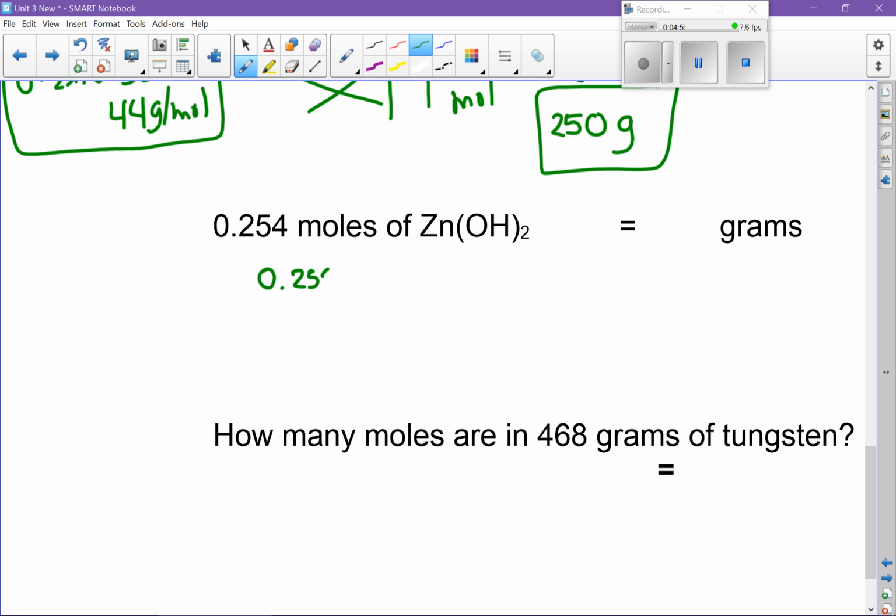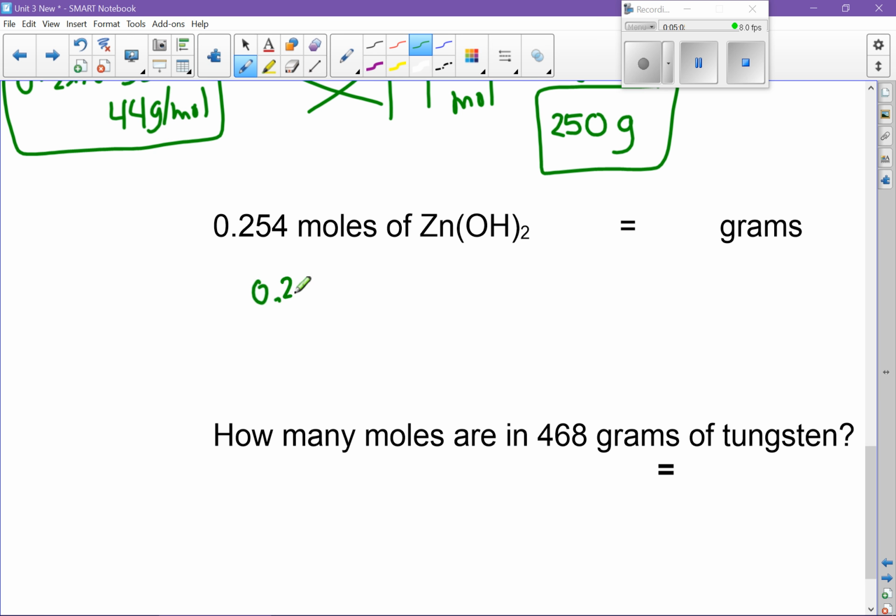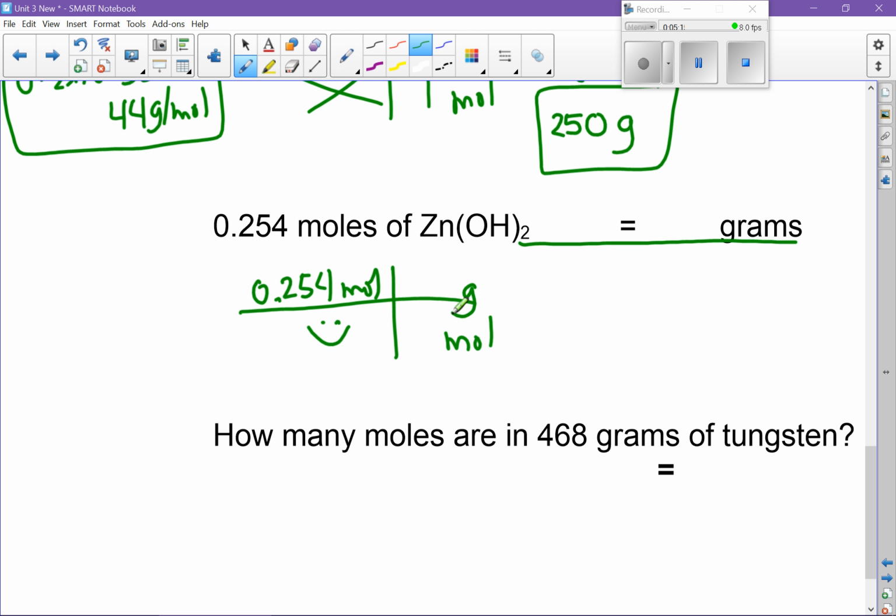Next one, I have this from the question. That looks terrible. Do over. Okay, moles up, moles down. Don't need anything here. I'm looking to find the number of grams, so I can put 1 with the mole.